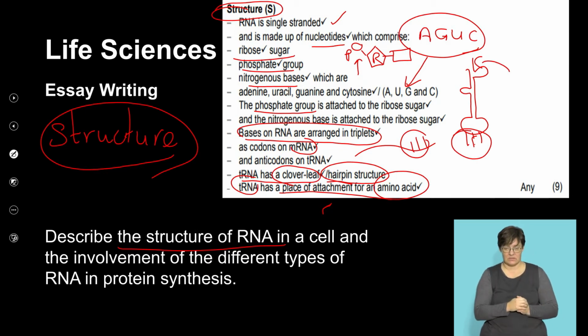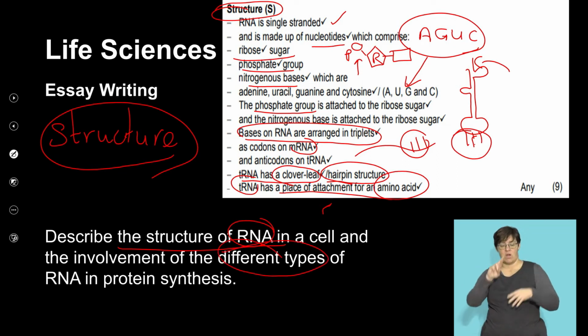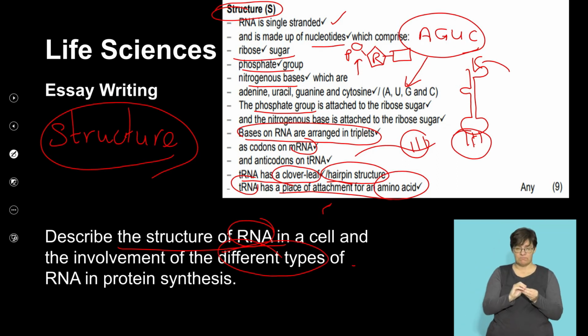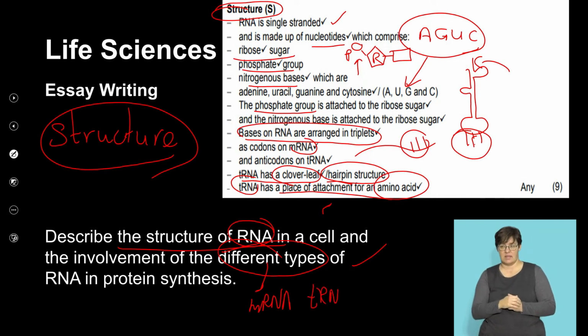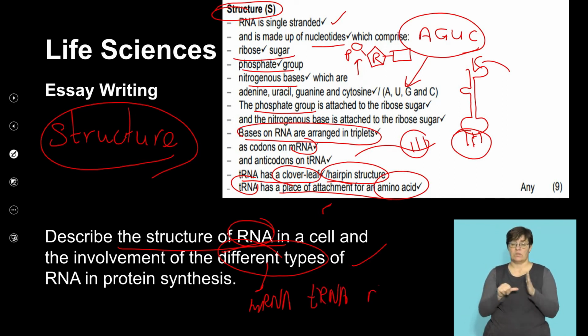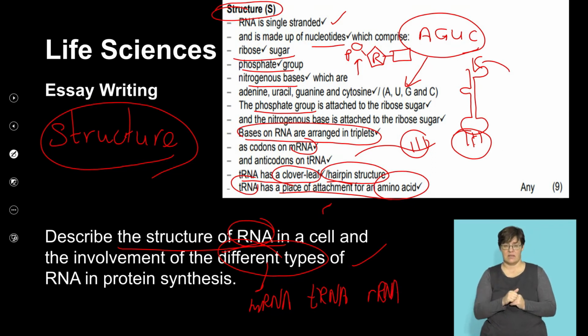So what we've done in this part of the essay is describe the structure of the RNA as well as the different types of RNA. And as a quick recollection, we've got 3 types of RNA, guys. We've got mRNA, we've got tRNA, and finally we have a very important RNA which we often refer to as ribosome, but that's the rRNA.